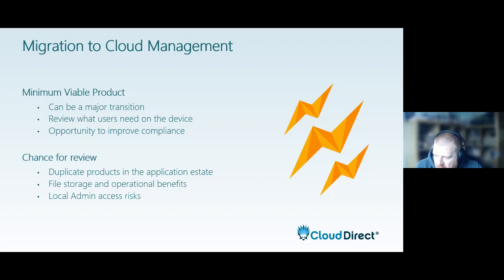So we may have duplicate products in the application estate. We may have more than one thing to read PDFs or create PDFs. Can we pare that back? Can we look for benefits, both from an IT perspective, but also from a financial perspective?